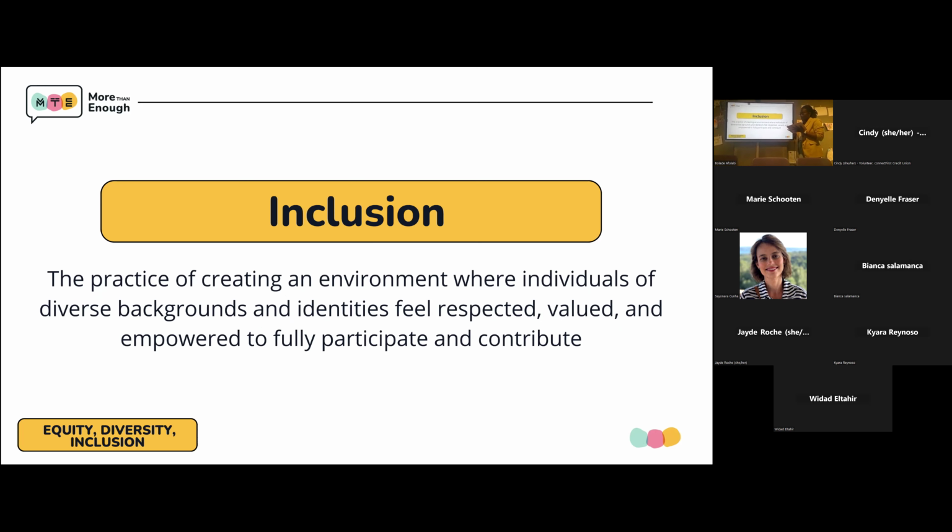And then we have inclusion. So inclusion is the policy or the practice, and oftentimes looks like meaningful engagement, discussion, collaboration to ensure that folks feel respected, valued, and empowered to fully participate and contribute. So some examples of this are community conversations, culturally competent programming, etc. Okay.